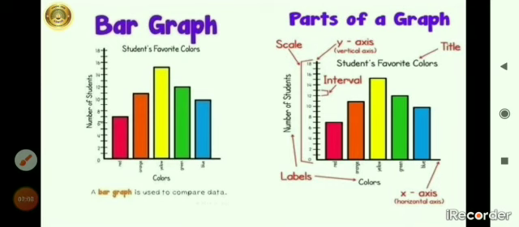Now labels on x-axis and y-axis should be there. On x-axis what is shown? Colors. So label of x-axis is colors and label of y-axis is number of students. And when you are taking a scale, always remember it should be on equal intervals. Here you can see 0, 2, 4, 6, 8, 10, 12. That means the difference is of 2. So in proportion it is taken.